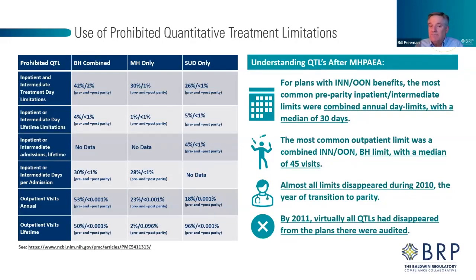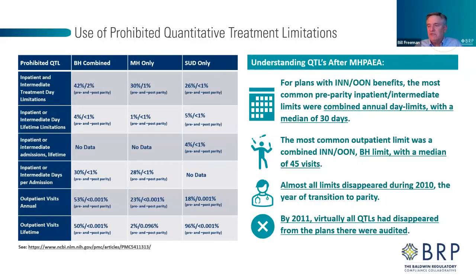They went away. The most common outpatient limit combined was 45 visits. All these limits pretty much disappeared 2 years after the law was passed, by 2010. And by 2011, virtually all QTLs from the audited plans had disappeared. So MHPAEA was very good at removing quantitative treatment limitations. And again, those are the ones that are very obvious to see.